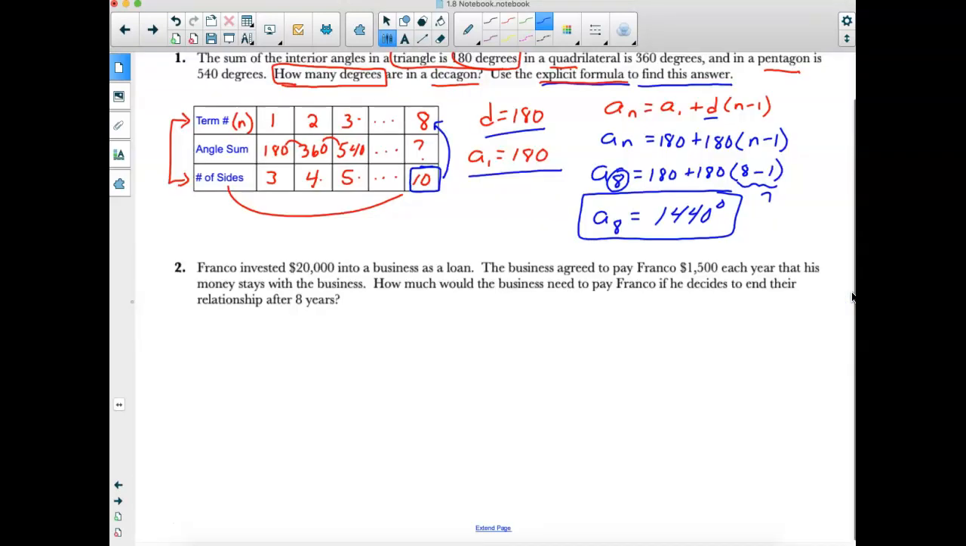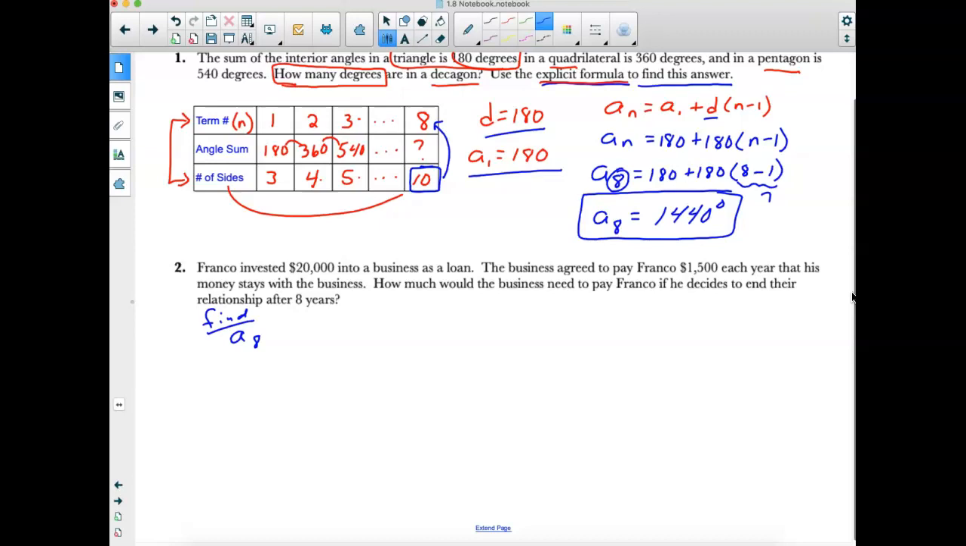Franco invested $20,000 into a business as a loan. The business guaranteed to pay Franco $1,500 each year that his money stays with the business. How much would the business need to pay Franco if he decided to end their relationship after 8 years? That kind of sounds to me like they are looking to find a sub 8, right? That's what it sounds like to me.